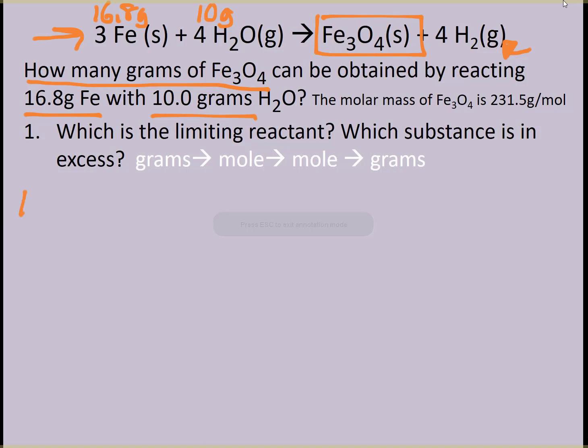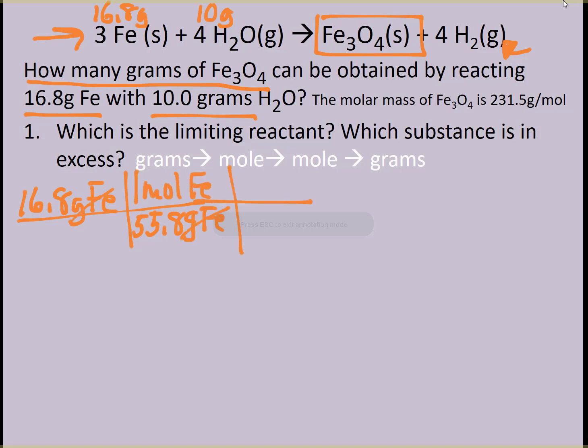So I'm going to start with the 16.8 grams of iron, and I'm going to convert to moles. In order to switch to products, I need to be in moles so I can use that molar relationship. I'm going to look at my periodic table, and I'm going to see that there's 55.8 grams of iron in 1 mole of iron. Grams cancels, I'm left with moles.